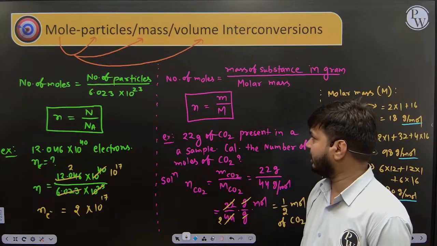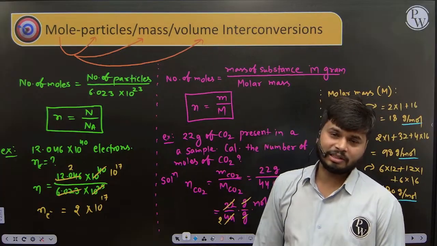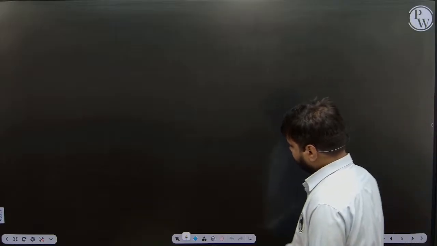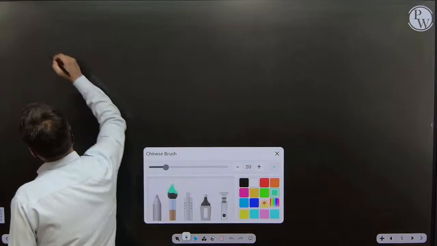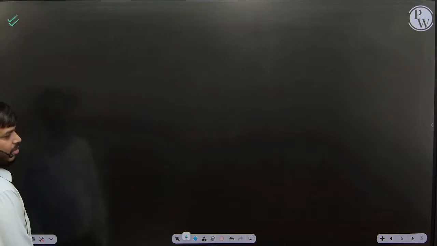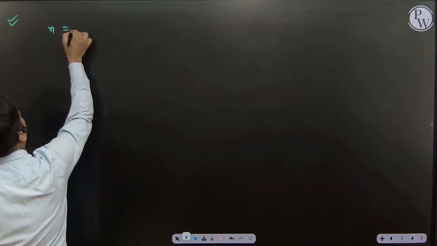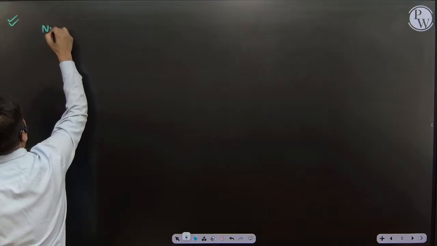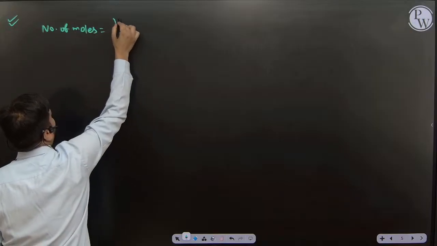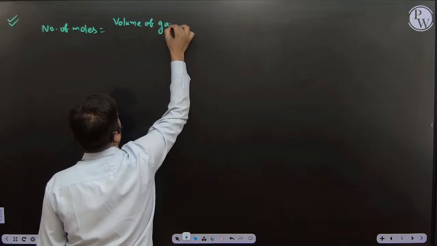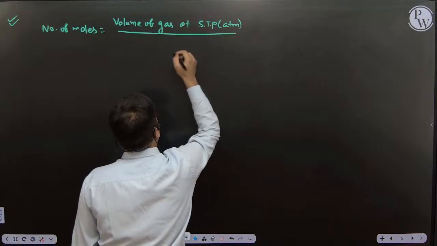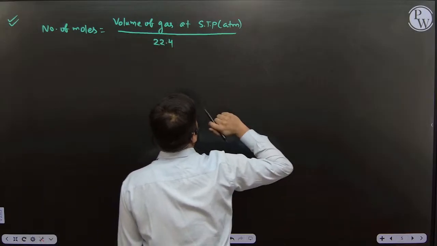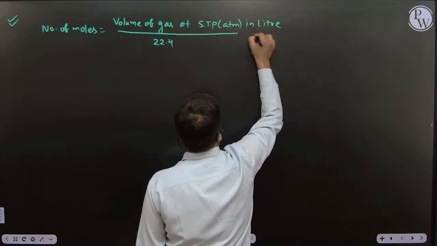Understanding these formulas is very much needed. Let's talk about the next one, which is called mole to volume conversion. So the next formula is moles to volume conversion. Let's talk about the third formula, moles to volume conversion. Here we have number of moles is equal to volume of gas at STP divided by 22.4. So volume of gas at STP in liter divided by 22.4.